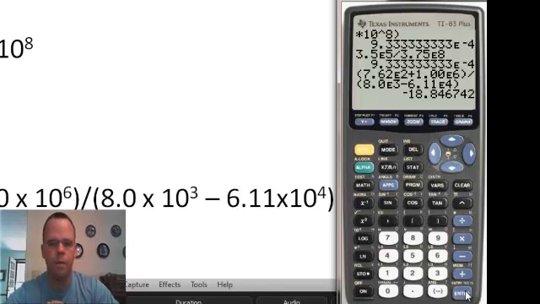Hopefully this little tutorial will help you with better using your calculator when it comes to scientific notation. That E button is really your friend when it comes to scientific notation, and make sure it's always done correctly.